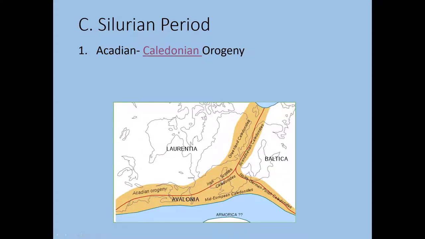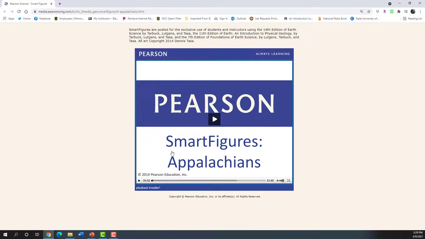And then if we continue over into Greenland and parts of Western Europe, you can see these are called the Caledonian Mountains. During this time period, a large microcontinent called Avalonia was accreted onto Laurentia, which is North America, and Baltica, which is a craton that is part of modern-day Europe. So Avalonia is a microcontinent or an allochthonous terrane, and it's sutured together with Laurentia and Baltica. I'm just going to show you this smart figure, it's only a few minutes long, about the creation of the Appalachians, because they're created pretty much by a series of mountain ranges.